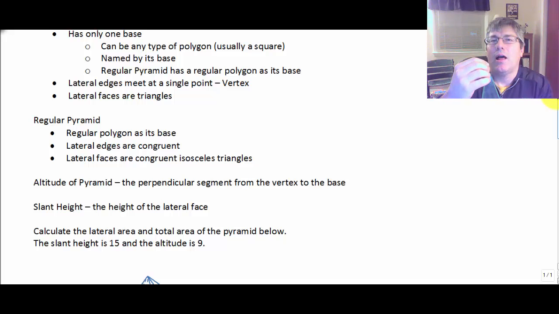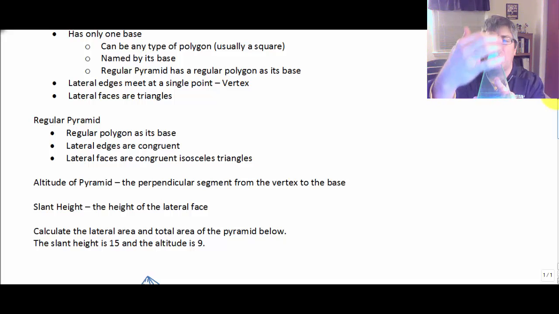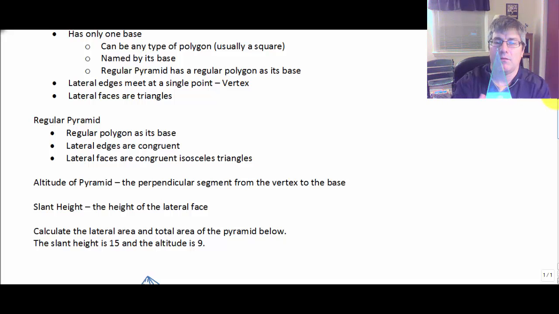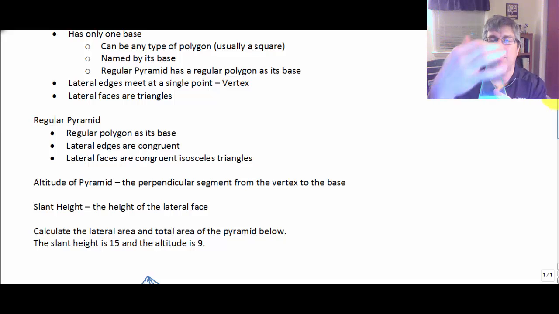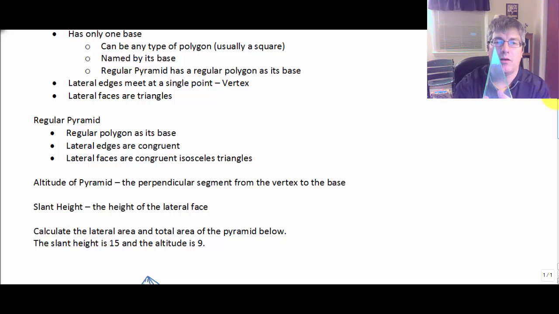Each of our lateral faces then has what we call a slant height. And the slant height is the perpendicular segment on the lateral face. It's the height of the lateral face. So if this is an isosceles triangle, then this slant height will also be a median. It will divide the bottom here into 2 equal parts.